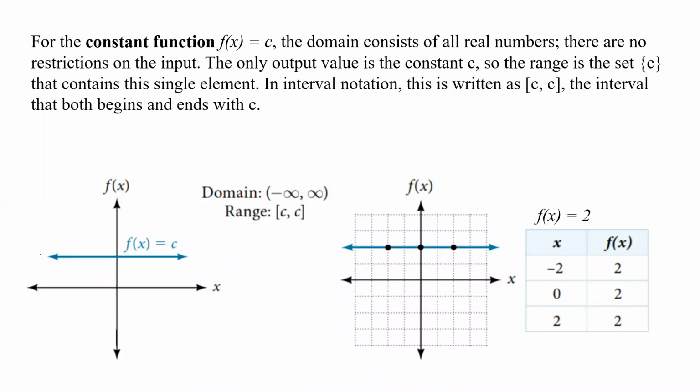And your domain, like I said, is all real numbers, from negative infinity to positive infinity, and your range is just from c to c. It's only going to be c. Now, if we had the function f of x equals 2, no matter what x we put in, for example negative 2, 0, or 2, we're going to get 2 out. When we plug in negative 2, we get 2. We plug in 0, we get 2. And we plug in positive 2, we get 2. Then we can draw our straight line, and that's how it's going to look.